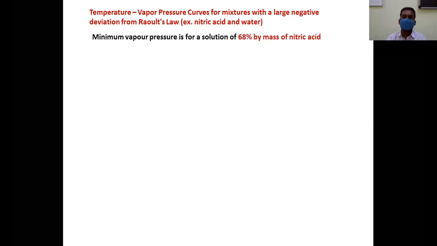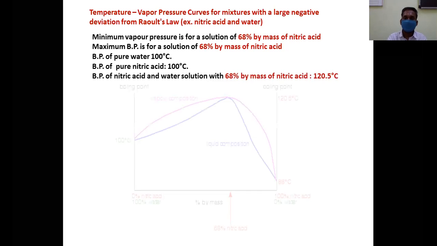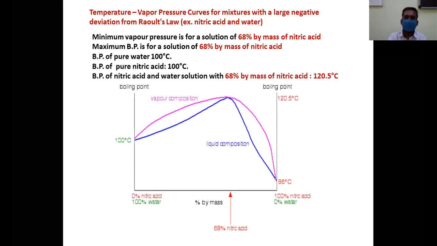Example, nitric acid water mixture. The minimum vapor pressure for a solution is at 68% by mass of nitric acid. So at this 68% by mass of nitric acid composition, the boiling point is maximum. Boiling point of pure water, 100 degrees Celsius. Boiling point of pure nitric acid, oh I'm sorry, it is not 100 degrees Celsius, it's a typographical error. Let me see at this curve, it is 86 degrees Celsius. Boiling point of pure nitric acid is 86 degrees Celsius. I'm sorry for this typographical error.